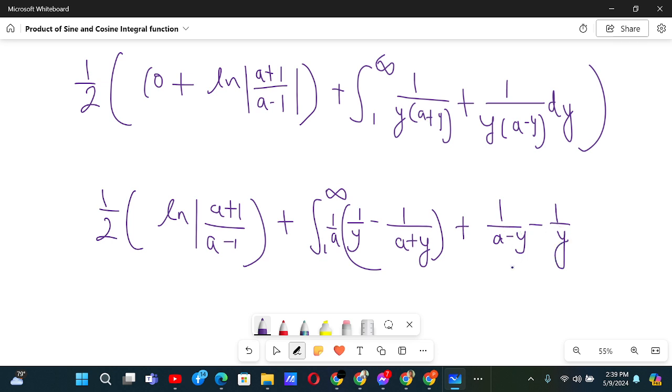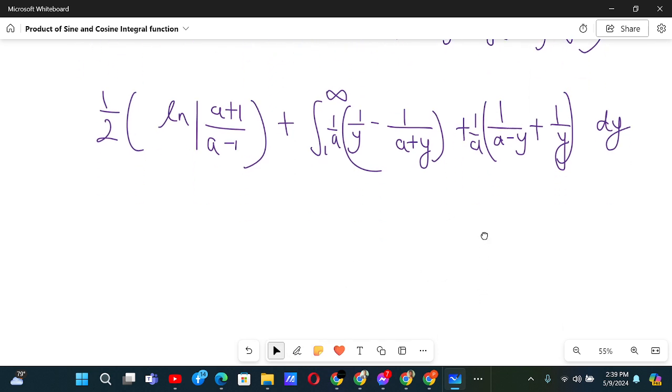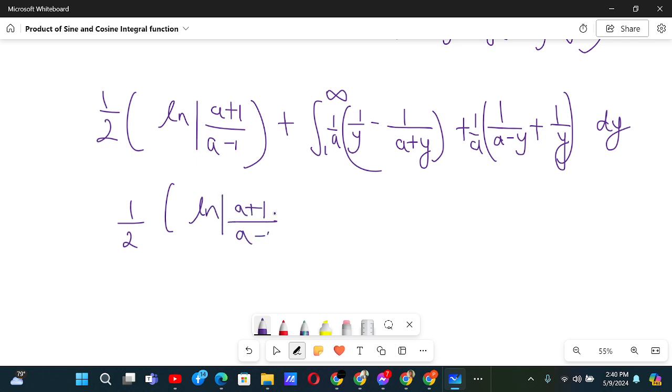Yes, is that it? Y minus a plus... I think it's not. I think it should be plus. If it's plus, y plus a minus y, and y cancel out, work here. Here also 1 by a is common. Yeah, and then dy. So what we get is basically 1 by 2 ln of a plus 1 by a minus 1.